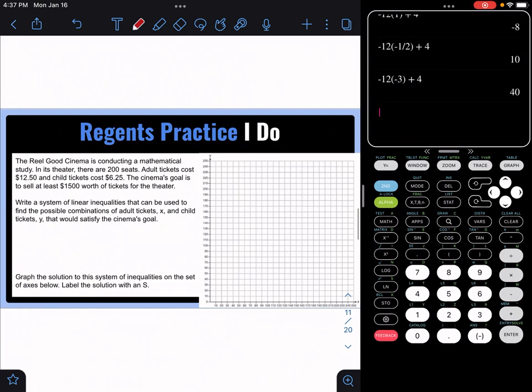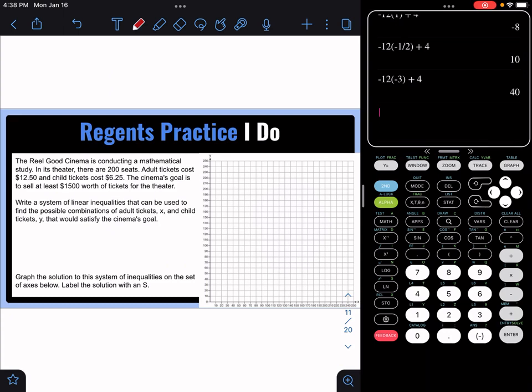All right, let's look at this question. It says, the Real Good Cinema is conducting a mathematical study. In its theater, there are 200 seats. Adult tickets cost $12.50 and children's tickets cost $6.25. The cinema's goal is to sell at least $1,500 worth of tickets to the theater. Write a system of inequalities that can be used to find the possible combinations of adult tickets and children's tickets.